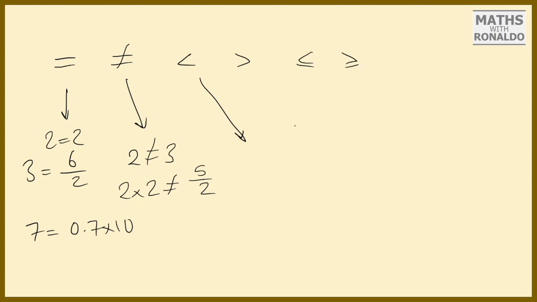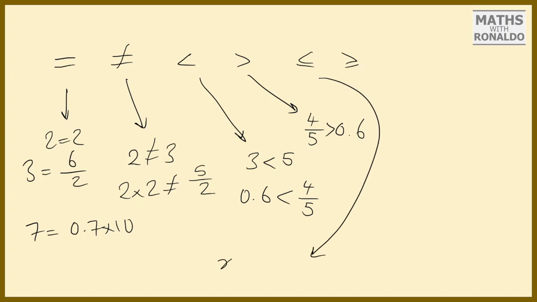This one, the less than sign, is again fairly straightforward. 3 is less than 5, 0.6 is less than 4 over 5. This is the opposite of less than, so greater than. 4/5 is greater than 0.6. Again, the less than or equal to sign is quite straightforward.